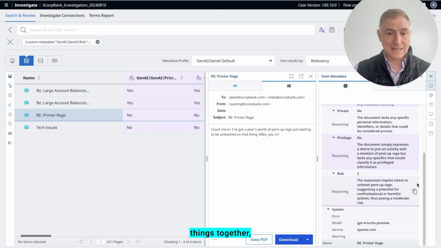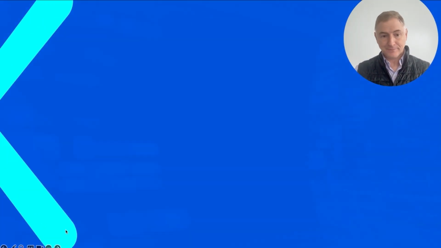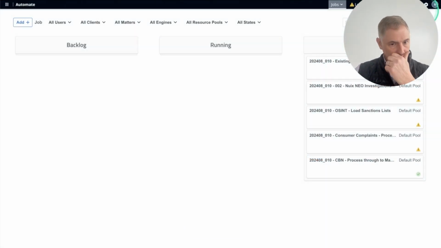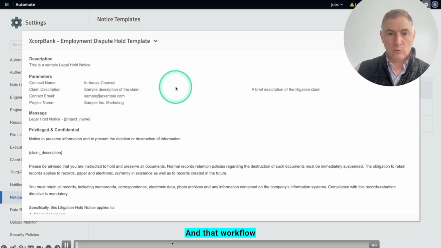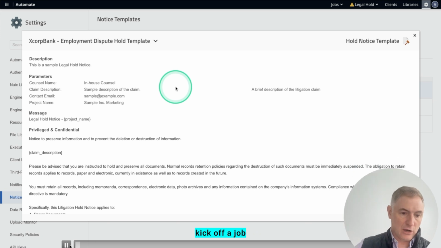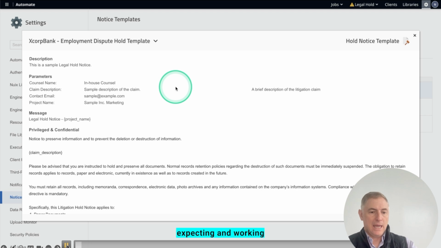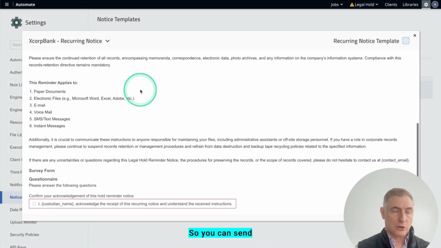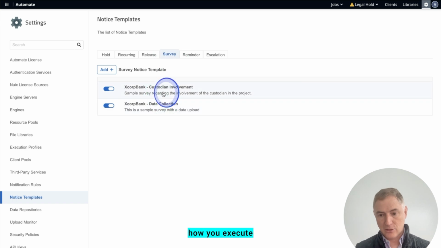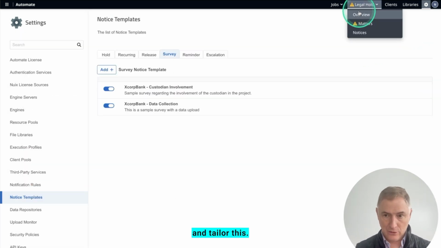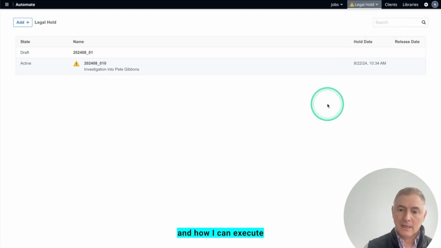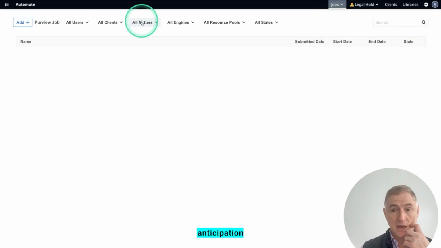So if you take all of those things together, you've got a reasonable expectation that they need to prepare for litigation. And when we think about preparation for litigation, again, we've talked about our different solutions. We've talked about data privacy. We've talked about investigations, and now litigation. And so again, it starts with a workflow. That workflow allows us to very effectively and easily kick off a job and really see it through. But since we're now expecting and working with litigation, the key piece is it's not just about the evidence. There's also the process. So you can send legal hold notices. You can define templates. You can define how you execute that survey. You can track, monitor, and maintain all of these. You can customize and tailor this. So again, easily move beyond the pure boundaries of the investigation, and start to think about the entirety of your workflow and how you can execute and manage those legal holds as part of that reasonable anticipation of litigation.